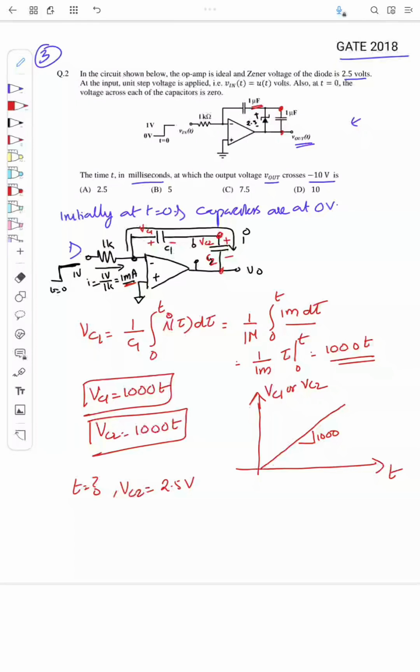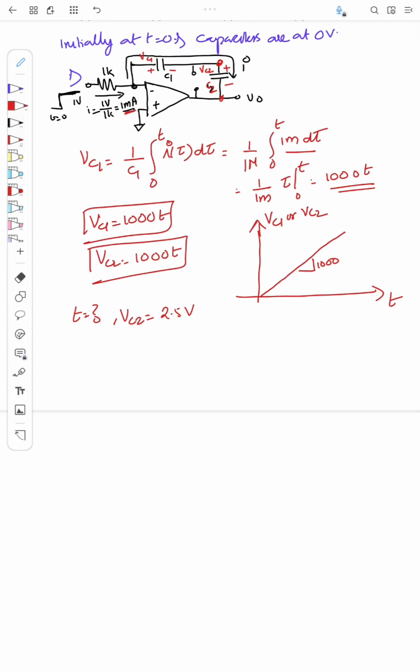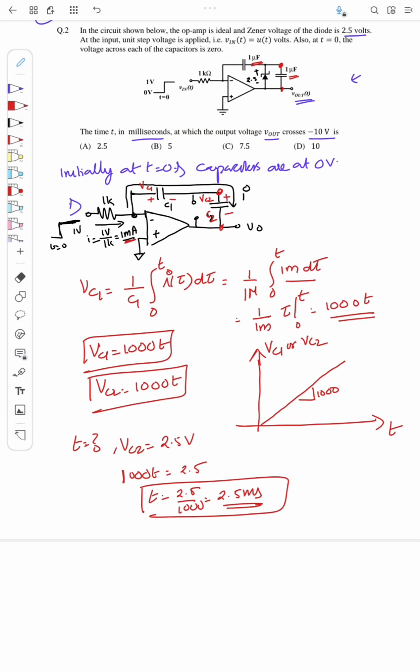So when the capacitor voltage of C2 reaches 2.5 volt, the Zener will be on, I mean reverse biased. And the voltage across the Zener will be regulated to 2.5 volt, right? So we'll see at what time this voltage VC2 reaches 2.5. I know VC2 is 1000 t, and this is equal to 2.5. So t is equal to 2.5 by 1000, that is 2.5 millisecond, which means at t equal to 2.5 millisecond, the capacitor voltage VC2 will be equal to 2.5 volt.